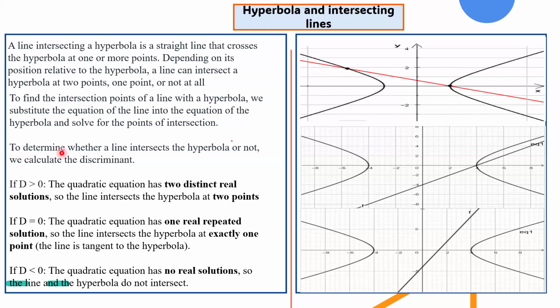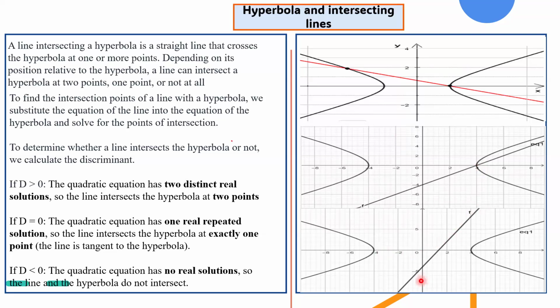So to determine whether the line intersects the hyperbola or not, we have to calculate the discriminant. Again here, we're dealing with a term that is normally used with quadratics. If we look at the topmost graph on the right, we will see that the line there is cutting the hyperbola at 2 points. The diagram under that one has it at only 1 point, and the one at the bottom has it at no points at all.